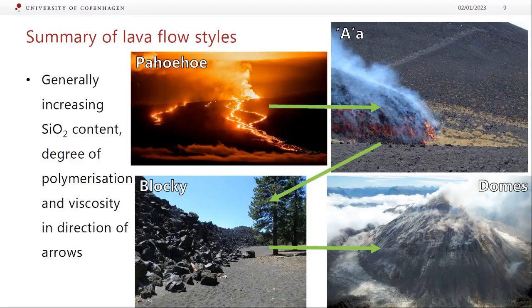Can they skip a stage? I don't think so. Did that answer your question, Emma? Okay. Bastian? Why can't you have columnar jointing in rhyolites? That's a very good question, and I don't know.